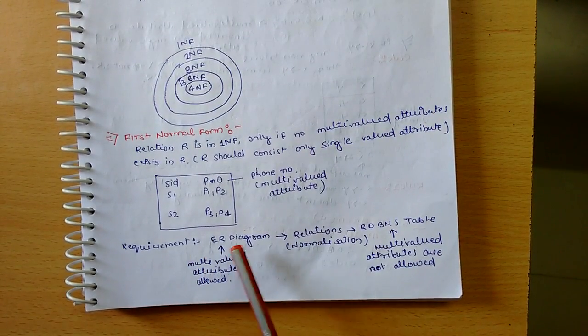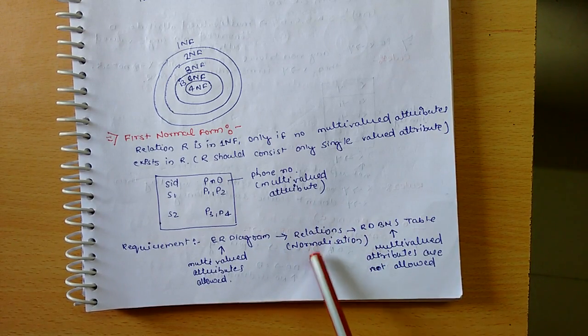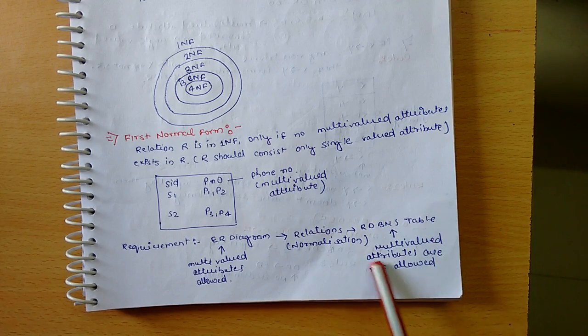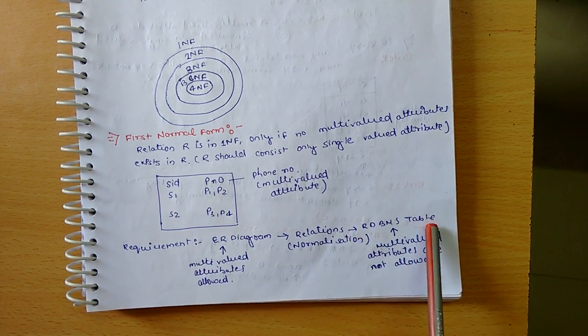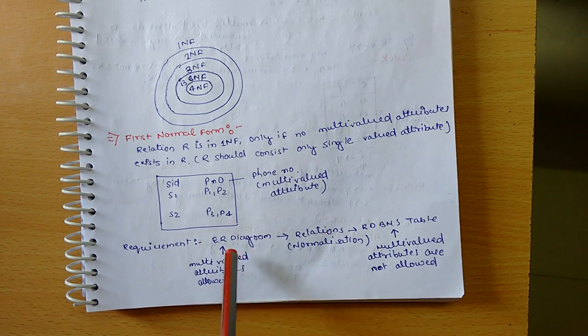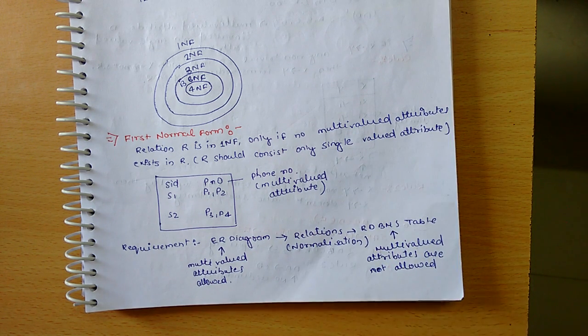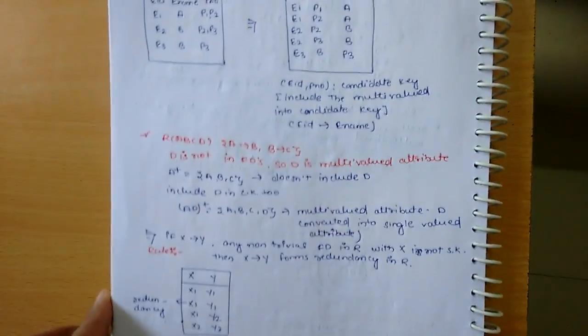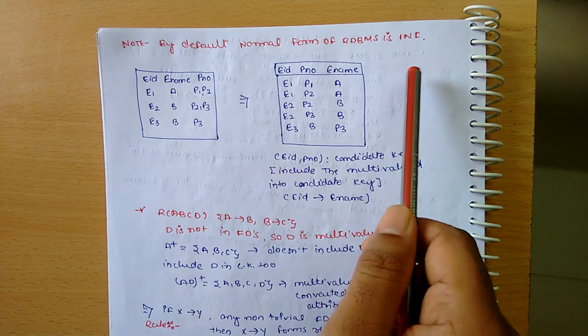So this is the requirement. First we create an ER diagram. An ER diagram allows multi-valued attributes. After that we create relations and do normalization, and after that we create RDBMS tables. But multi-valued attributes are not allowed in RDBMS tables. They are allowed in an ER diagram but not in RDBMS tables. So by default an RDBMS table will be in first NF. That's what I have written here: by default the normal form of an RDBMS is first NF.